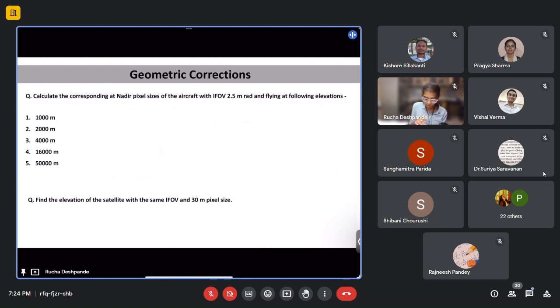So let's do some numericals on this. Calculate the corresponding values of nadir pixel sizes of an aircraft with IFOV 2.5 millirad and flying at the following elevations. So we have H and we have beta, and D needs to be calculated.